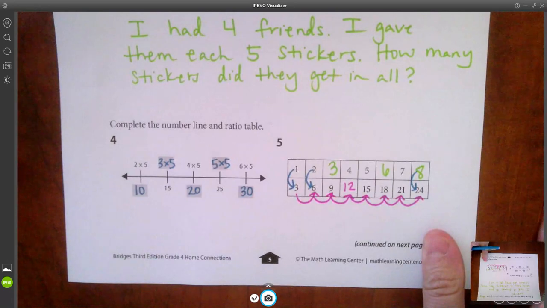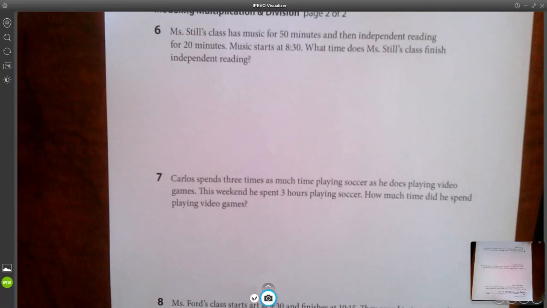All right, on to page 6. Number 6, Ms. Still's class has music for 50 minutes, then independent reading for 20 minutes. Music starts at 8:30. What time does she finish independent reading?